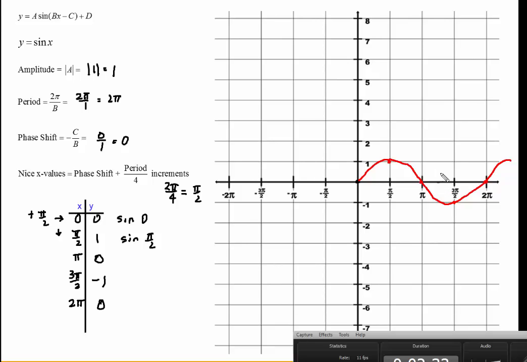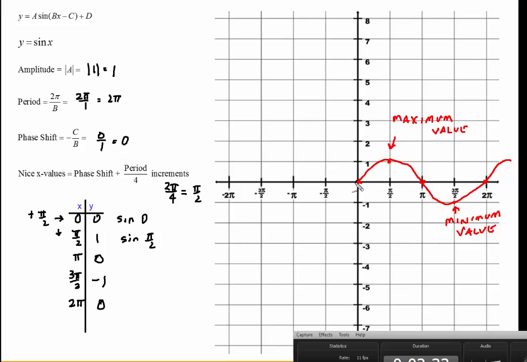Now, some important points to look at here. We're going to say that this point here on the sine graph is called a maximum value. This point down here is going to be a minimum value. And the points where the graph crosses x here, these are called intercepts. All right, and I'm going to teach you a way to cheat on these and recognize these.